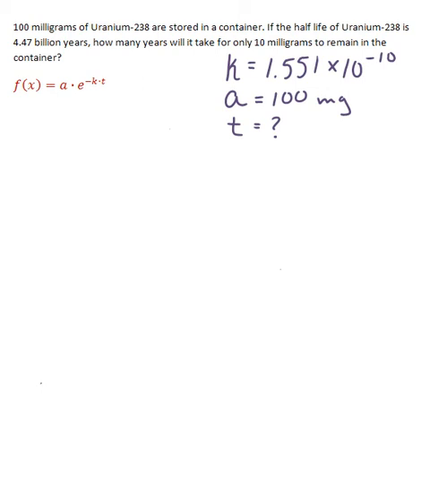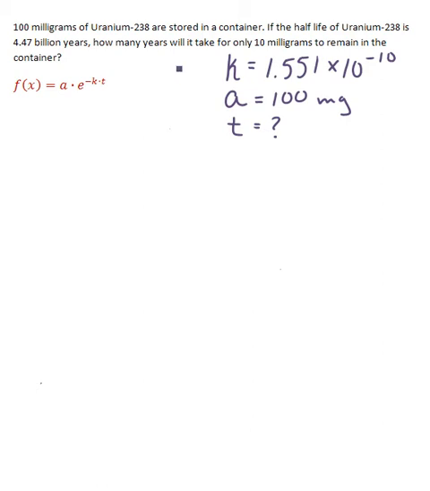In our last podcast, we visited the problem that gave us 100 milligrams of uranium-238, which are stored in a container. We were asked to determine how many years it will take for only 10 milligrams to remain in that container if the half-life of uranium-238 is 4.47 billion years. In our last podcast, we discovered our constant K by using information we were given.